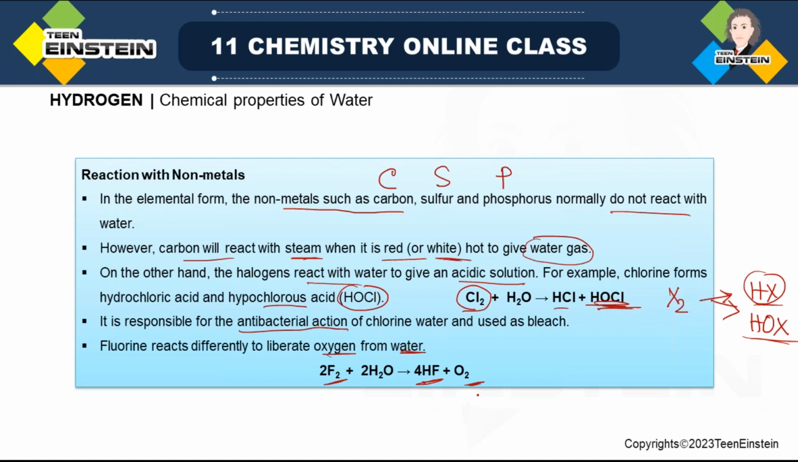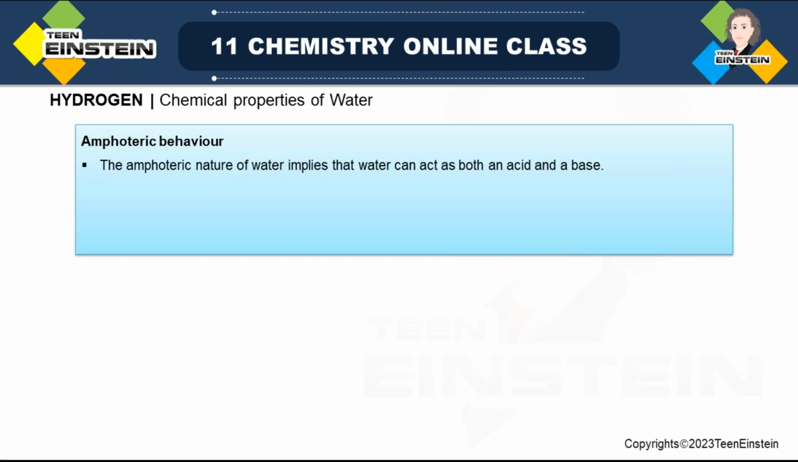So second, we have seen reaction with non-metals. The third chemical property of water is amphoteric behavior. Amphoteric behavior means it will behave as an acid and also as a base. And that depends on what other compound you have taken to react with water. So depending on the nature of this other compound, it can behave as an acid or it can behave as a base.